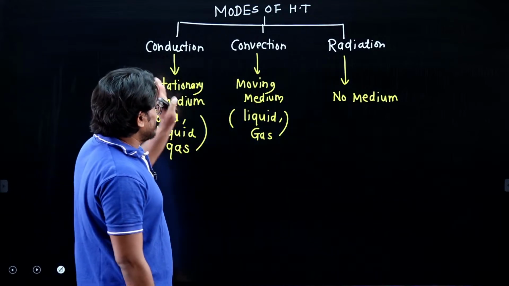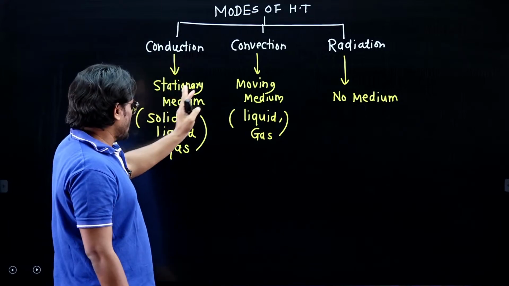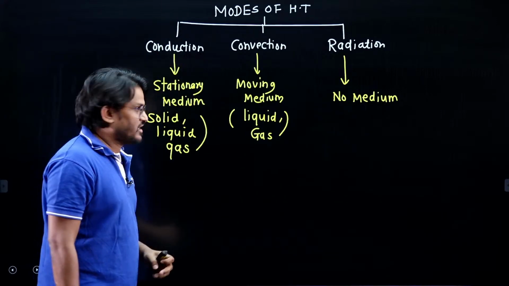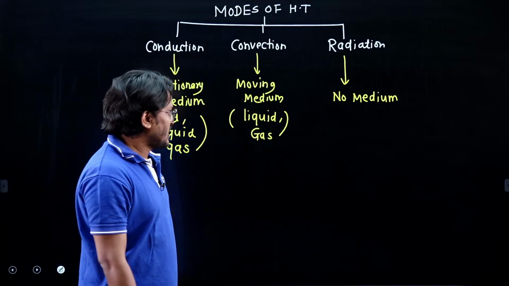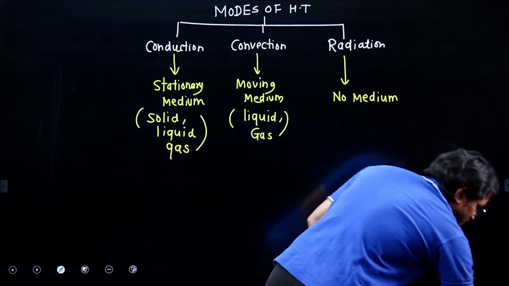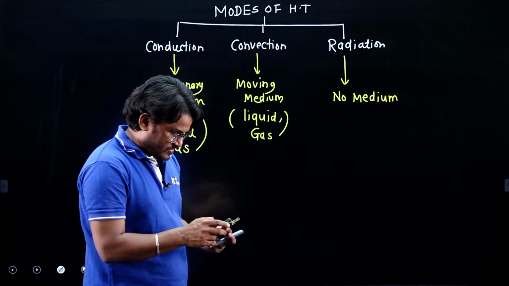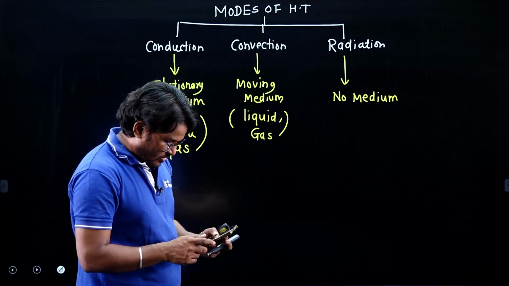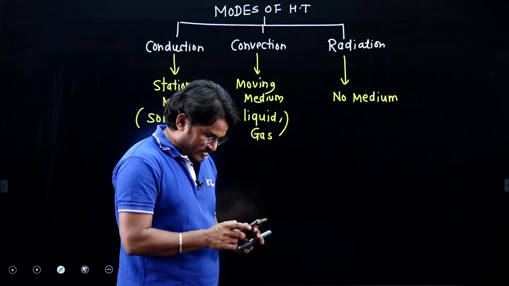So please try to understand the modes of heat transfer. If the surrounding is stationary, we call it conduction. If the surrounding is moving, we call it convection. And if nothing is there, we call it radiation. Now, hope you are able to understand.